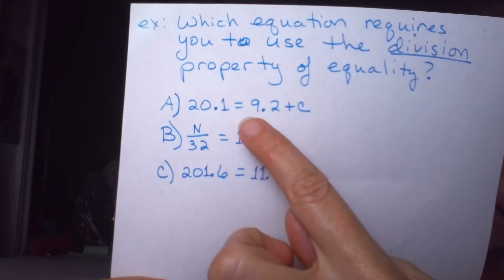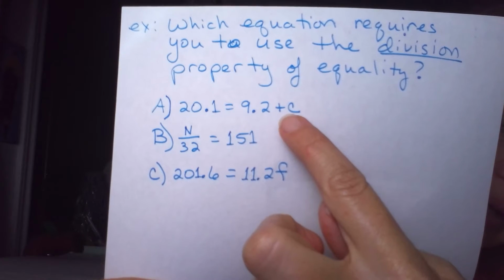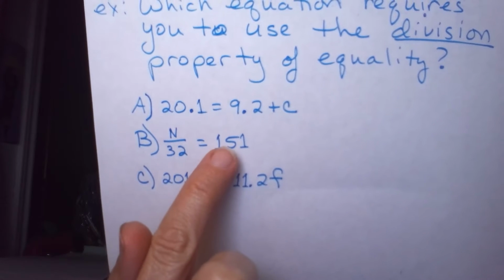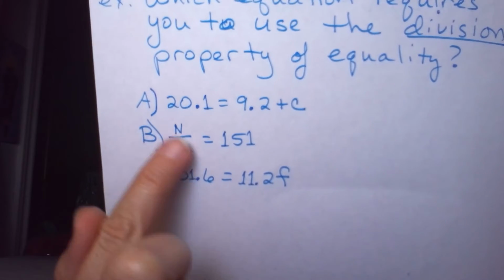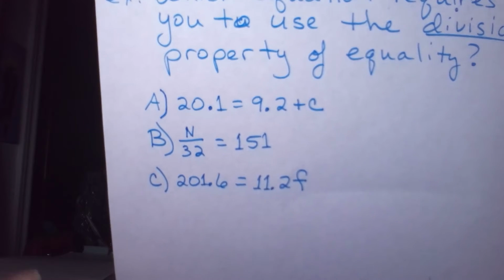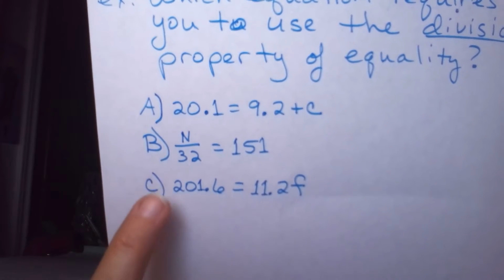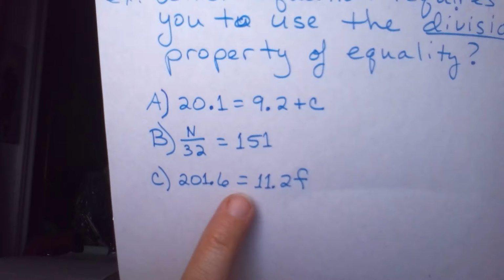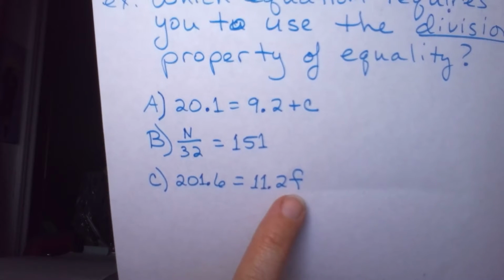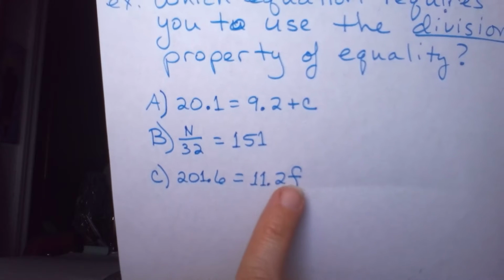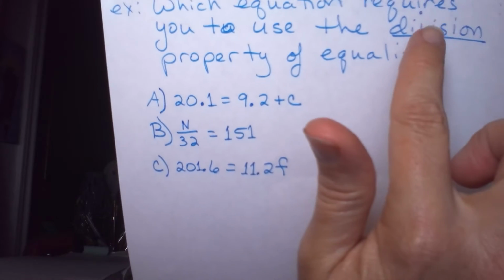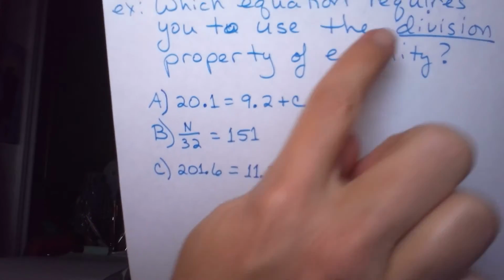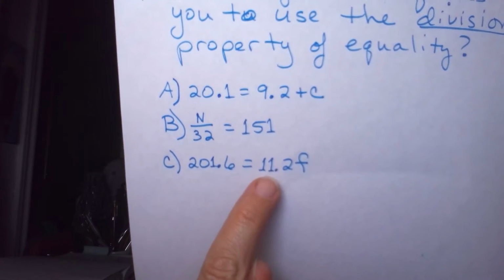So choice A says 9.2 plus C. Well, you can kill that one off because that won't work. Choice B is dividing, but do I divide to solve divide? No. Remember, I have to do the opposite. I'm trying to undo this one. 201.6 or 201 and 6/10 equals 11 and 2/10 times F. Yes, that's my cursive F. So to undo times F, or multiplying, then I would need to divide. So my best answer choice would be C. I use division to undo multiplication.